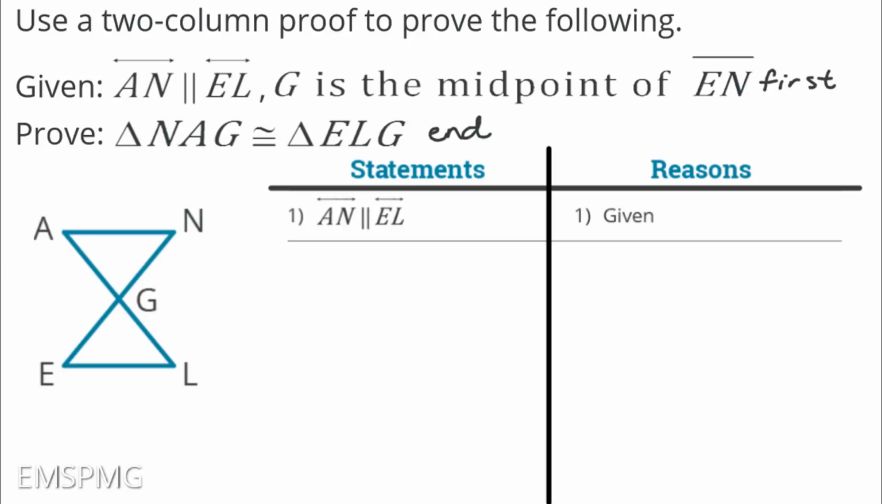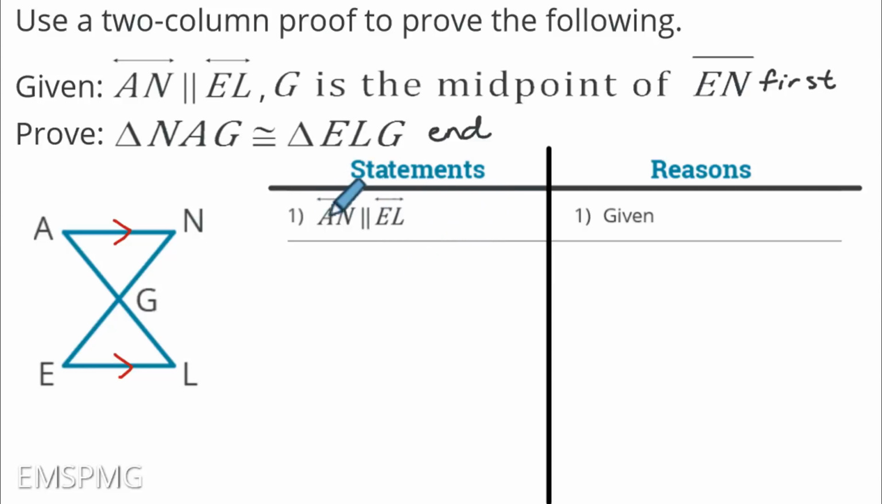Now, anytime we're writing the information in the table, we want to go ahead and put it in the diagram as well. So line AN is parallel to line EL. I'm going to make that parallel symbol using the two arrows, showing that these two lines are parallel. We can always put the givens first, but it's best to start using the information from each step to help us create the next step.